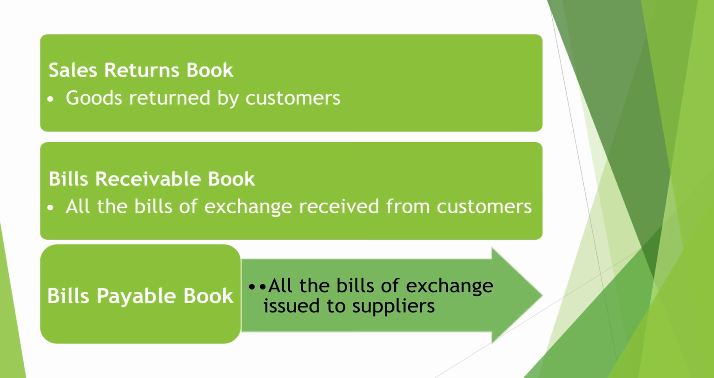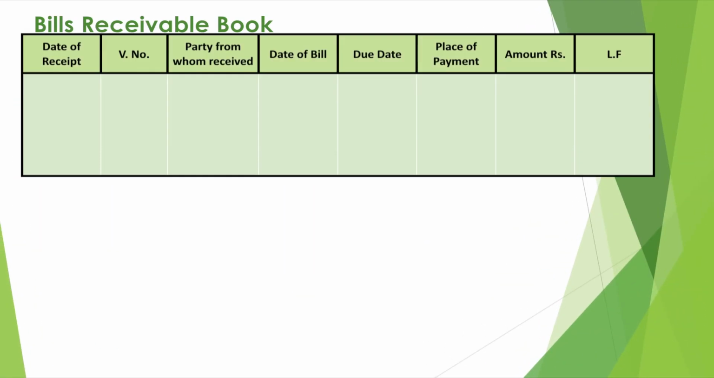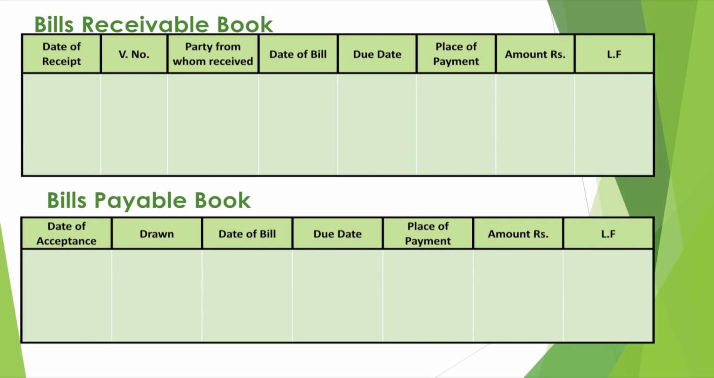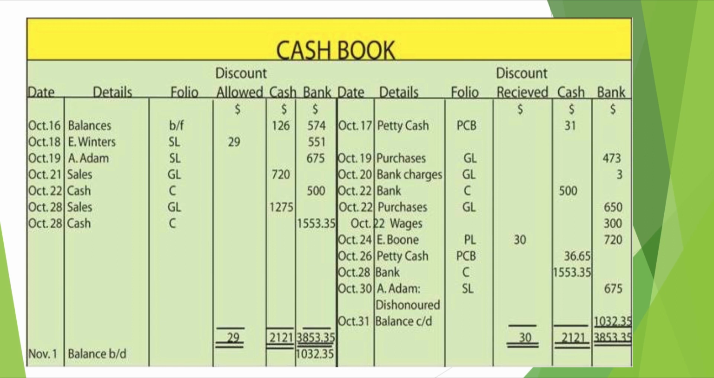As far as business is concerned, the bills receivable book is maintained to record all the bills of exchange received. The bills payable book is maintained to record all the bills of exchange issued to the suppliers. Cash book is maintained to record all cash receipts and all cash payments. All the cash receipts are entered on the debit side, also called the receipt side. All the cash payments are entered on the credit side, also called the payment side. The purpose of maintaining cash book is to calculate the cash balance at any given point of time.